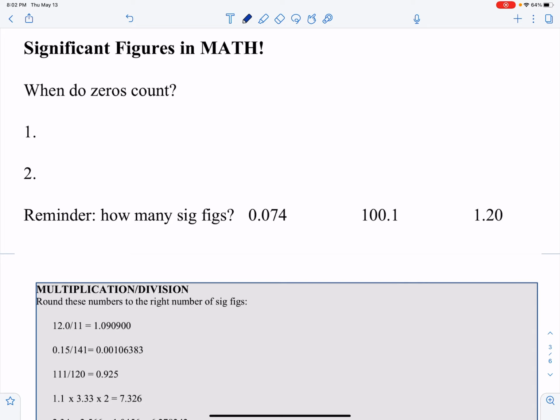So when do zeros count? Just so you know, if you've got other numbers like a 1 or a 2 or a 3 or any number up to 9, those are numbers that will always count. That makes it easy, right? Most of the numbers you come across are actual numbers and not zeros. The big to-do is what do you do with zeros? So they count when they're in the middle.